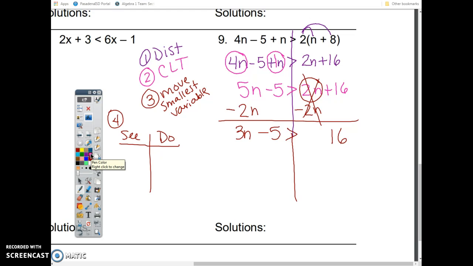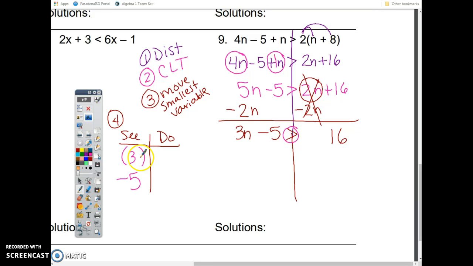What do you see happening with the n? Multiplying by 3. What else? It's subtracting by 5. Look at my C do. Am I going to have to flip the sign at the end? The inequality sign, this one, am I going to have to flip it at the end? Why? But it's not a negative number.